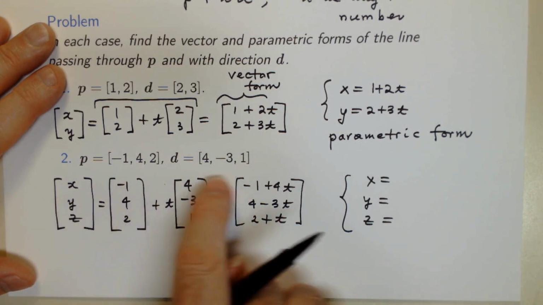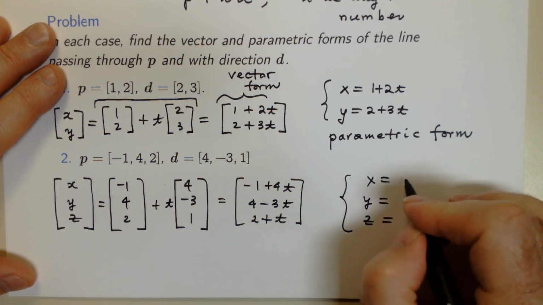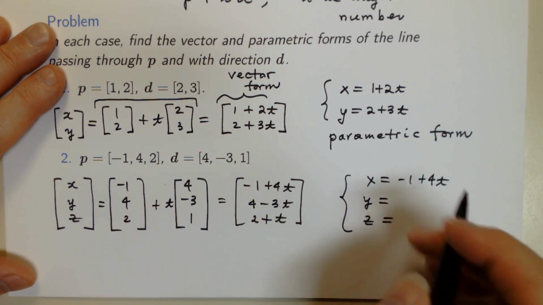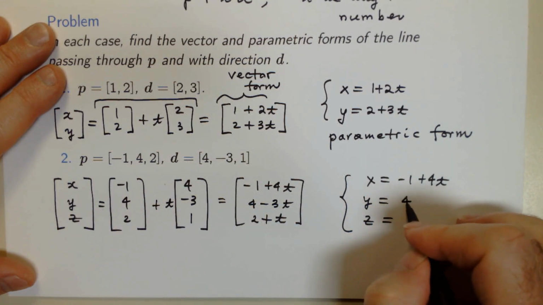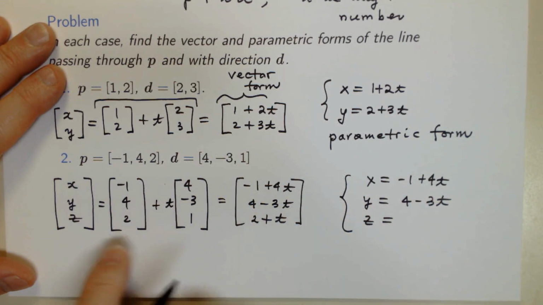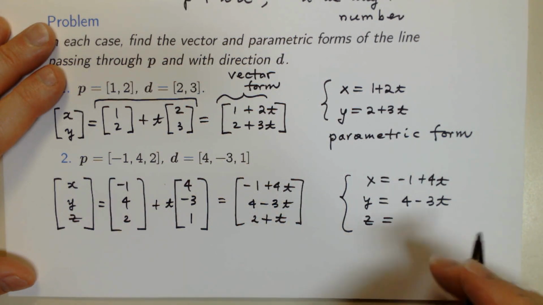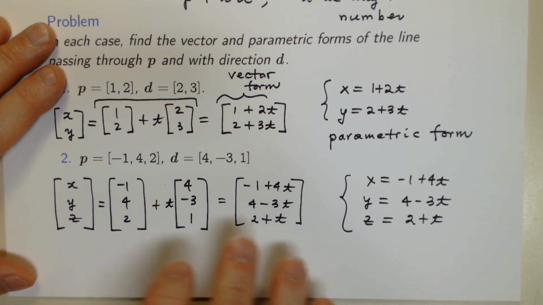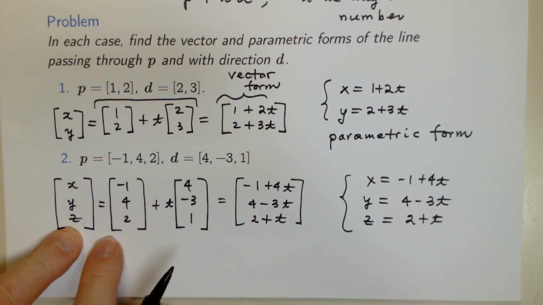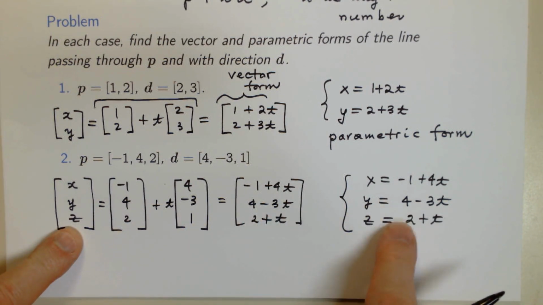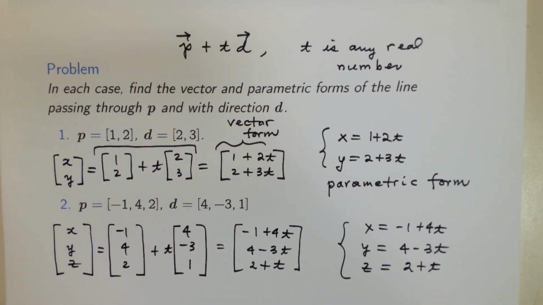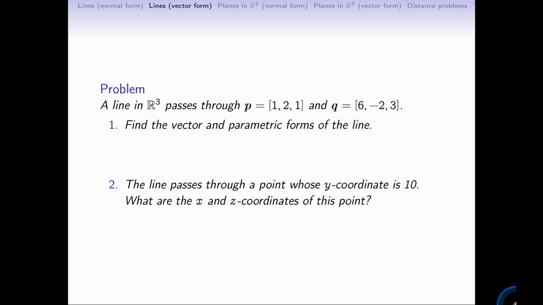And it would be x equals -1 plus 4t, y equals 4 minus 3t, and z equals 2 plus t. Okay, so again, we could think of this as the vector form, and this would be our parametric form. All right, so let's go back to the class notes and continue.